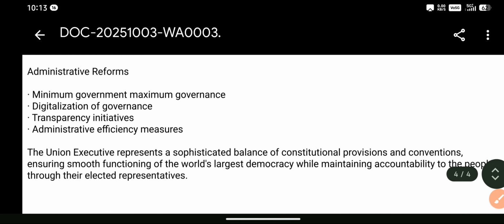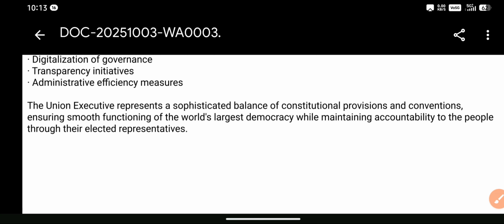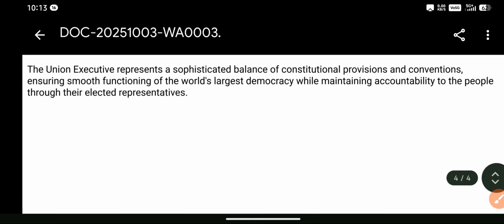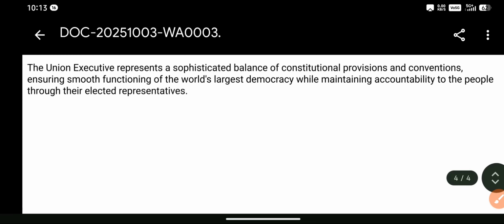Administrative reforms. Minimum government, maximum governance. Digitalization of governance. Transparency initiatives. Administrative efficiency measures. The Union Executive represents a sophisticated balance of constitutional provisions and conventions, ensuring smooth functioning of the world's largest democracy while maintaining accountability to the people through their elected representatives.